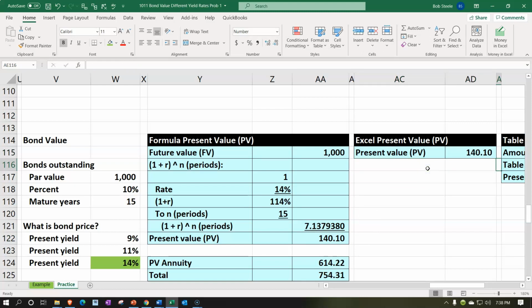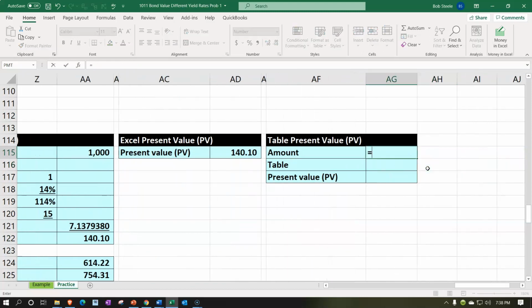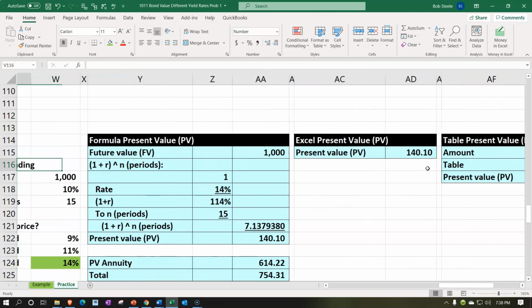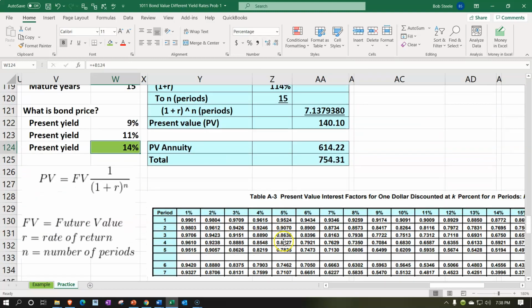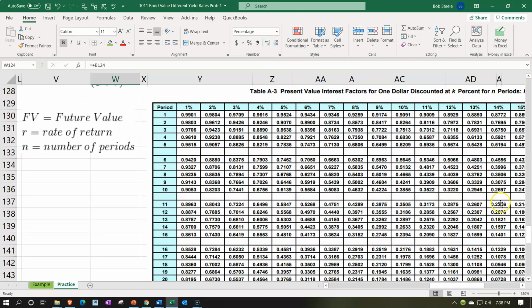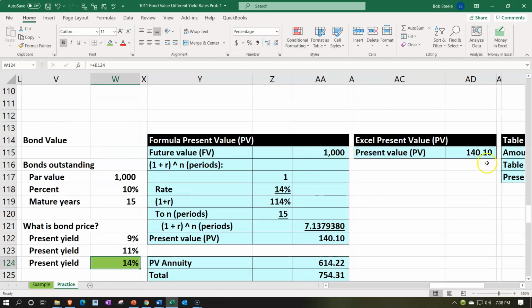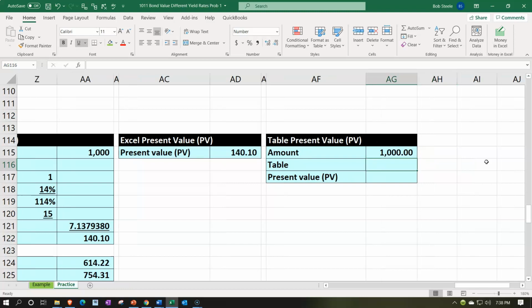And then we could do that lastly with the tables, rounding that out, ending it off with the table time. Making sure we get the proper table here, this being the present value of 1, 14%, 15 periods. 0.1401. And then we're going to take the 1,000 times the 0.1401, giving us the 140.10 again.